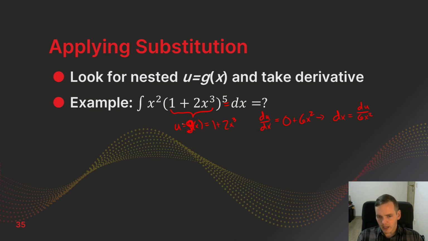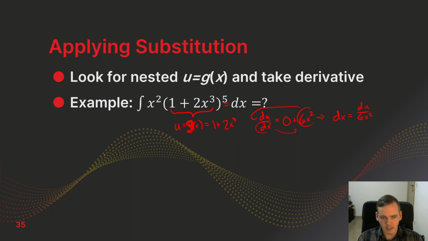So what did I do? I just found my u. I picked u equals 1 plus 2x cubed. Then I took the derivative, du by dx equals 6x squared. Then I just moved the dx out of the denominator, treating it like a variable, to the other side. I moved the 6x squared onto the left-hand side. And that's where I get dx is equal to du divided by 6x squared.